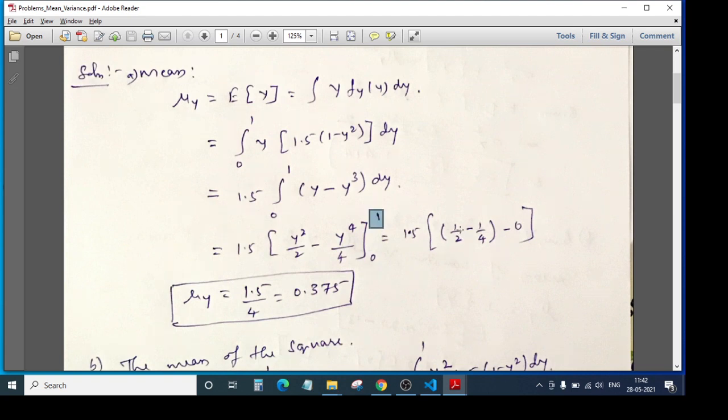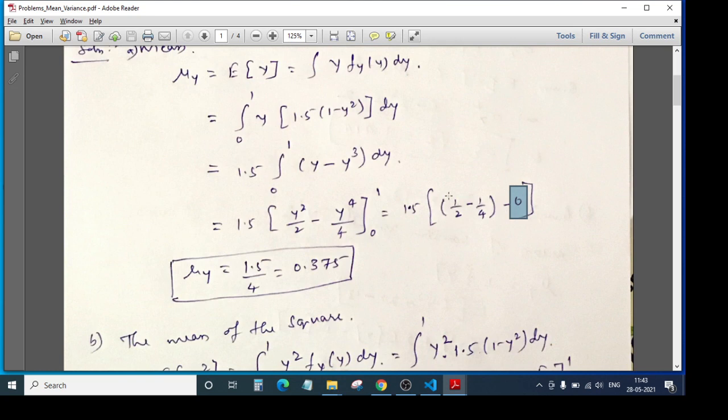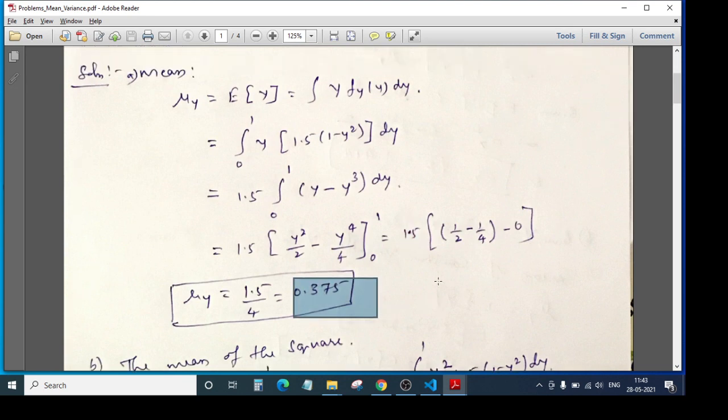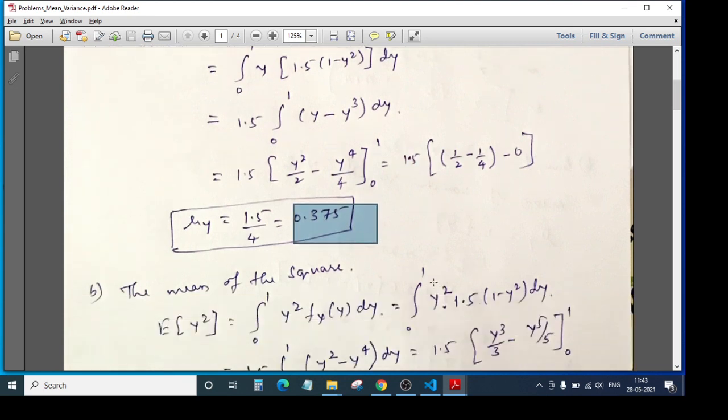So when we put the limits, we first put the upper limit: 1 by 2 minus 1 by 4, minus the lower limit, which is 0. These both y's will be given the value 0, so the answer you will be getting here is 0. So finally when you subtract, this will give you 1 by 2. Okay, sorry, this will give you 1 by 4. Then you will multiply that with the outer value 1.5. So finally the mu y value will be 0.375. Okay, very simple thing.